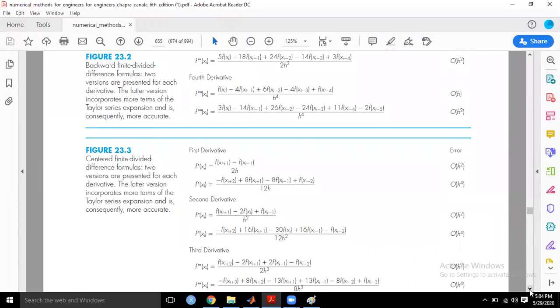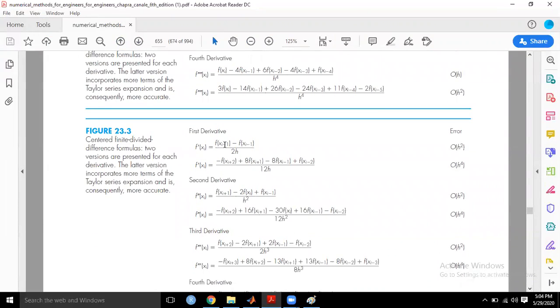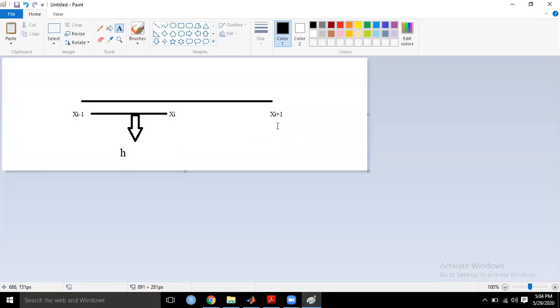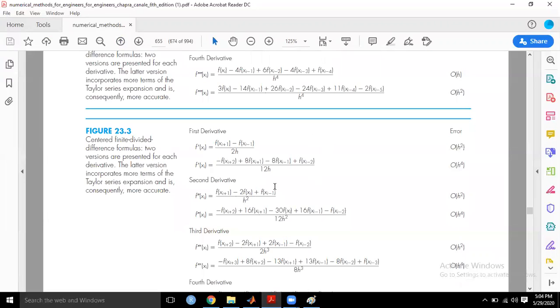The most important thing is that for the centered differentiation, we will take the difference between the functional values at the i plus 1 point and the i minus 1 point, divided by the distance between these two locations, which is 2h. So we have here f of xi plus 1 minus f of xi minus 1, divided by 2h.